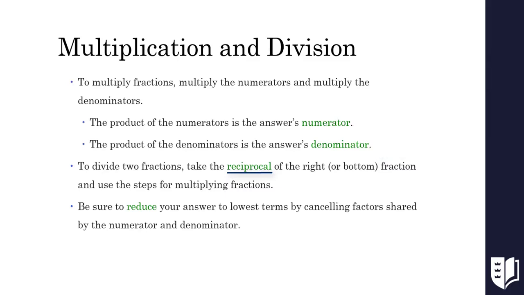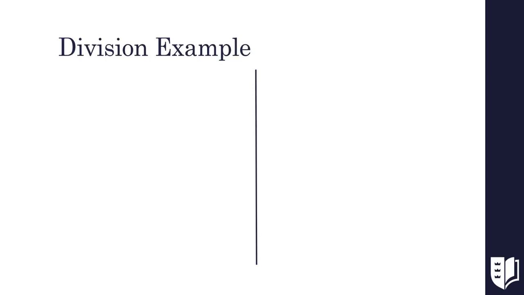Whenever you multiply or divide fractions, be sure to reduce your answers to lowest terms. We do this by canceling factors shared by the answer's numerator and denominator. Let's do an example of dividing fractions. The problem given to us is 14 over 25 divided by 21 over 20.